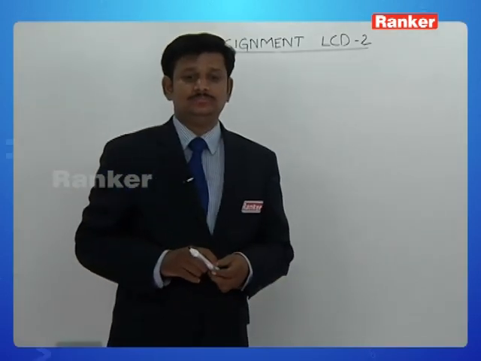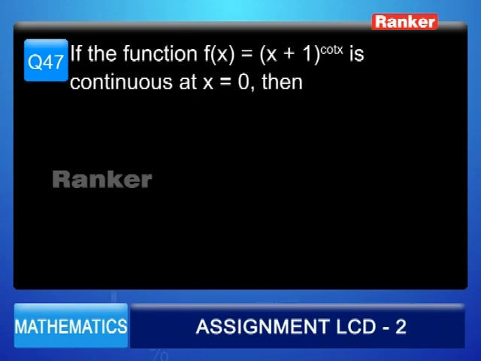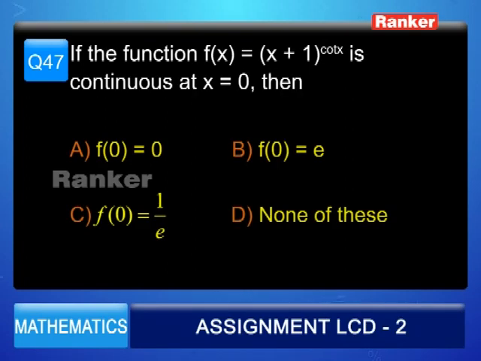Next question, if the function f of x is equal to (x plus 1) power cot x is continuous at x equal to 0, then option A: f of 0 is 0, option B: f of 0 is e, option C: f of 0 is 1 by e, option D: none of these.